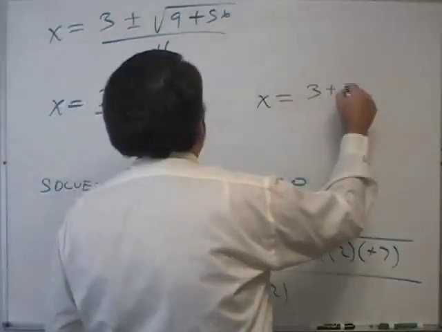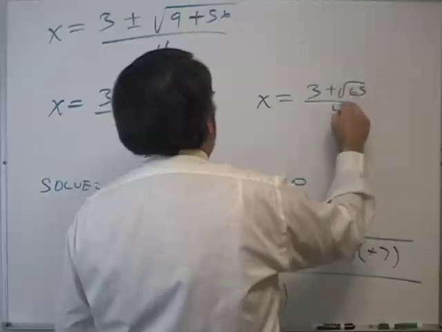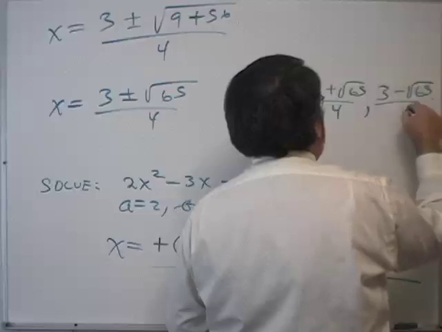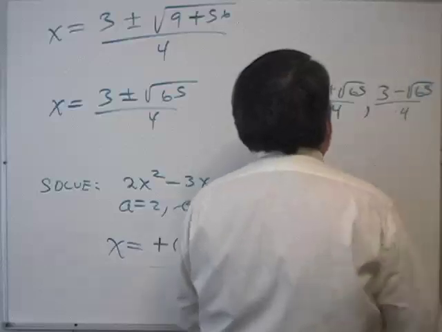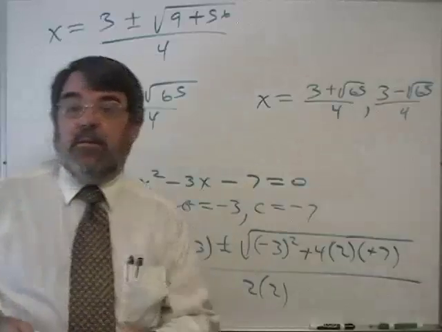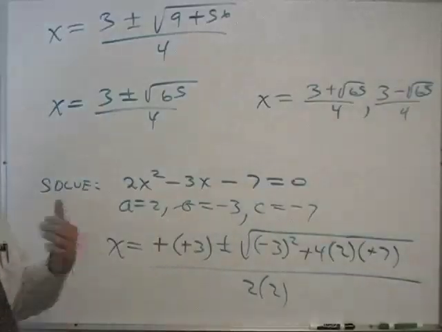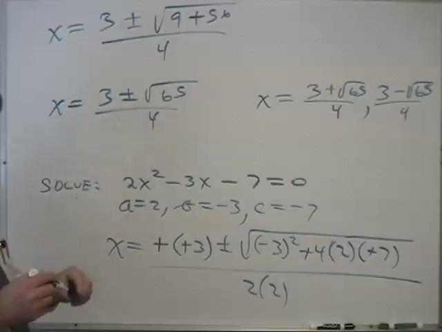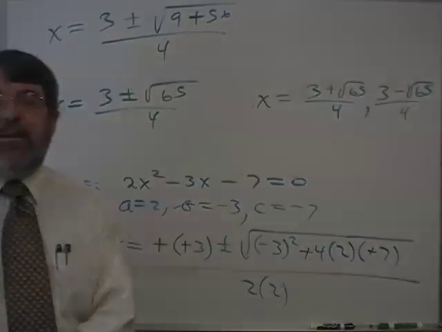I regard this as optional, but I like to do it because I want to emphasize that there are two answers here. So one is 3 plus the square root of 65 over 4, and the other is 3 minus the square root of 65 over 4. I don't want people to forget that this means two separate answers. All right, so there we go. There's the quadratic formula.